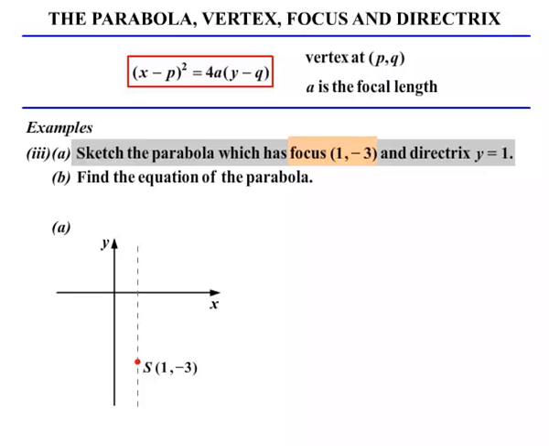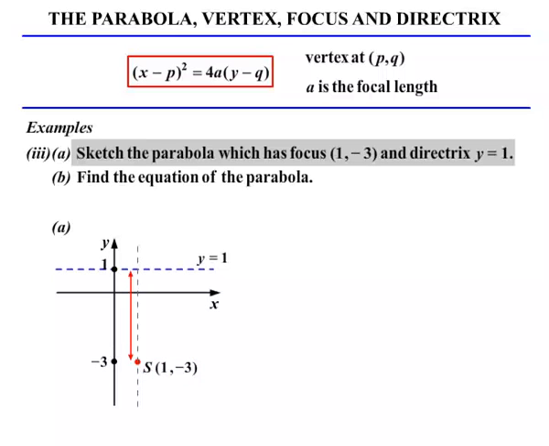The axis of symmetry is going to be important. Now the directrix y equals 1. Okay, that means it's cutting the y-axis at 1, and it's obviously a horizontal line. So there we have it, y equals 1. Now, let's just consider our y-coordinates there, minus 3. Let's mark it in on the y-axis.